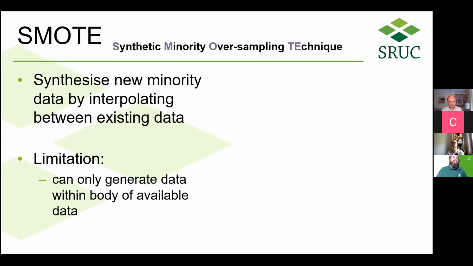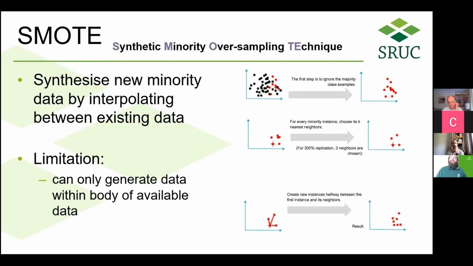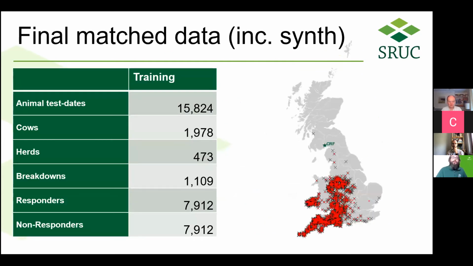So what we thought we'd do was use the synthetic minority oversampling technique and try and synthesize new data. The way that worked was we run a k-nearest neighbors approach to generate new data, but as you can see on the right hand side, only within the body of the available data. This meant that we had more data to use in our models. The really important thing to note was that the synthesized data was only ever used in the training data set. It could never be used in the validation set, because we want to make sure that we're validating against only real data. And this meant we could push up the data set, as you can see here, to just under 16,000 records.